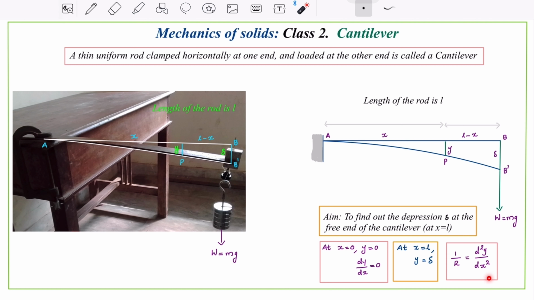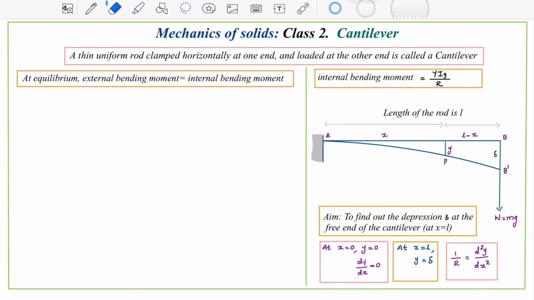Also, you have to use the relation 1 by R equal to d square y by dx square, where R is the radius of curvature of the neutral axis. So you have to use these three relations to derive the expression for delta at the free end of the cantilever. Now how to find the expression for delta? Delta is the deflection of the end B by the application of the force or weight W.